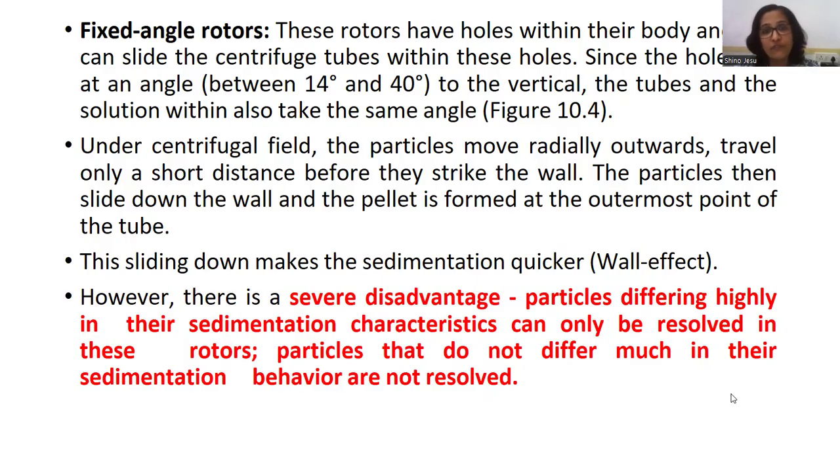Under a centrifugal field, the particles move radially outwards and travel only a short distance before they strike the wall of the tube. The particles then slide down the wall, and the pellet is formed at the outermost point of the tube. This sliding down makes the sedimentation quicker, which is known as the wall effect. However, there is a severe disadvantage: particles differing highly in their sedimentation characteristics can only be resolved in these rotors. Particles that do not differ much in their sedimentation behavior are not resolved.